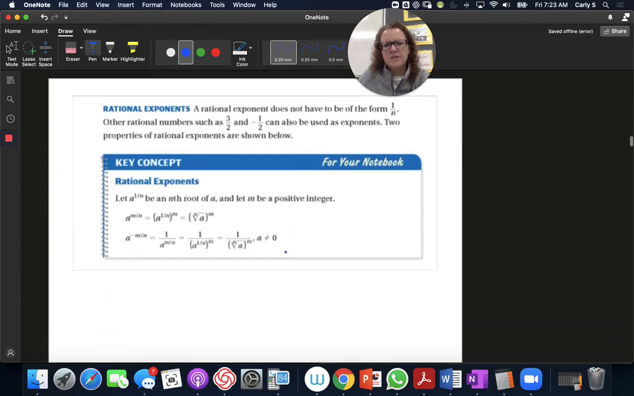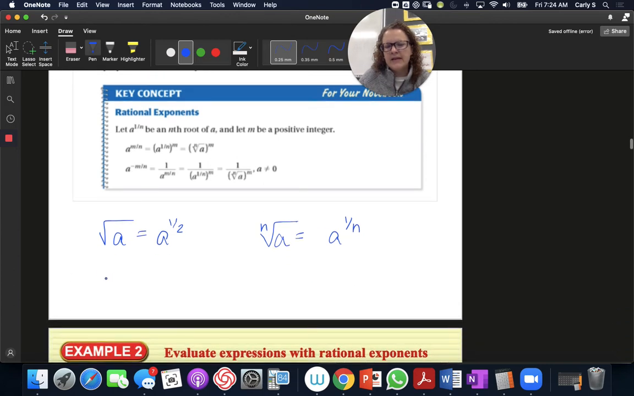All right, rational exponents. We've talked about this a little bit already. A rational exponent does not have to be in the form of 1/n. Other rational exponents, such as 2/3, -1/2, etc., can be used as exponents. 2 properties of rational exponents are shown below. So we had square root of a is the same as a to the 1/2. What we're saying is nth root of a is a to the 1/n. Now what's cool is I can say square root of a to the 3rd power is a to the 3/2 because it's the same as a to the 1/2 times 3.